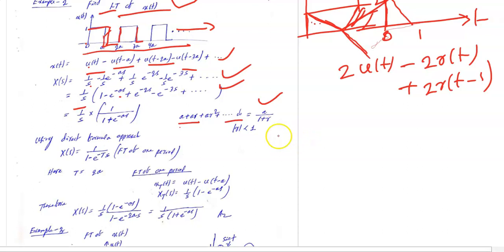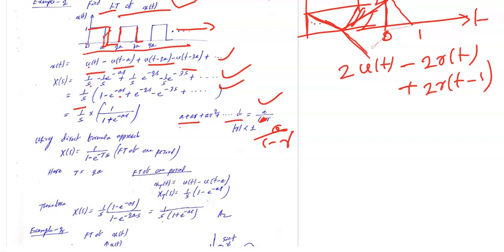1 minus r actually. Here it is a upon 1 minus r, na? 1 plus r square, right? Because here the common factor, the common ratio, is minus e to the power minus as, that's why it is coming positive.